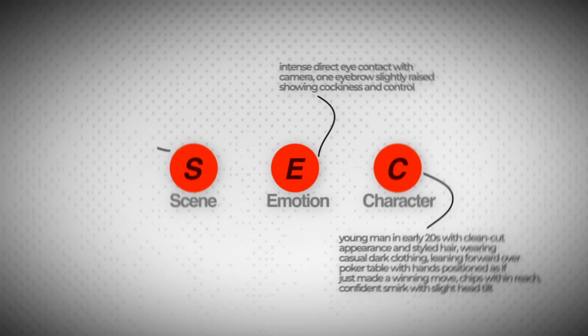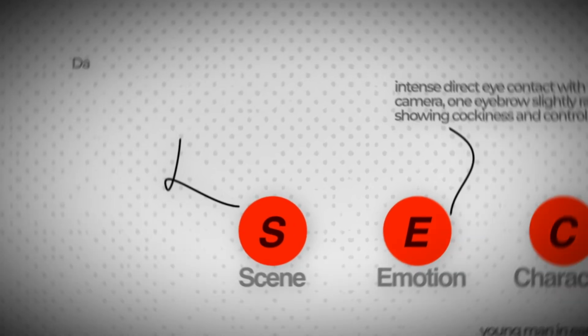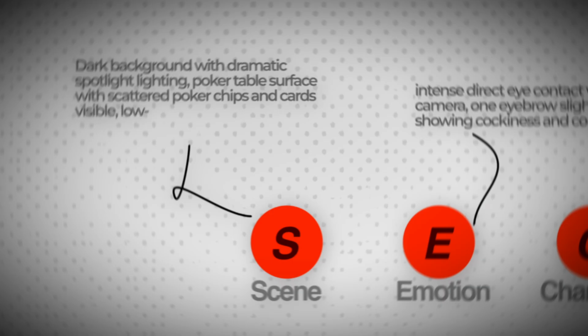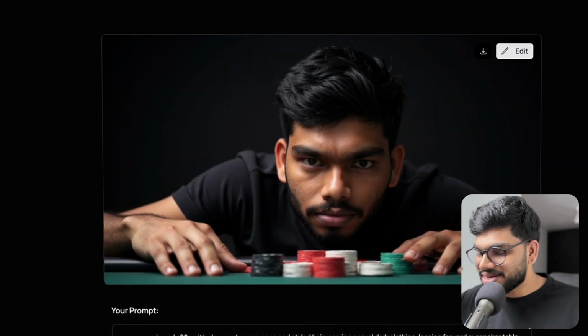Lastly, describe the scene, which means the environment, the background and the composition you want in the shot. So something like dark background with dramatic spotlight lighting, poker table surface with scattered poker chips and cards visible, low angle shot from the table level looking up at the subject. And this prompt gave me a result like this.